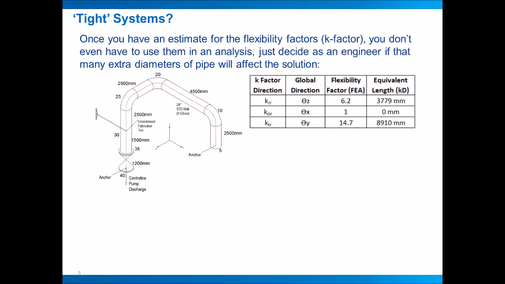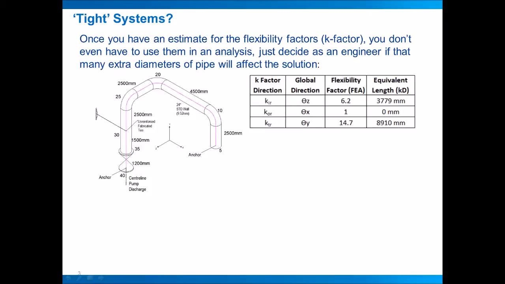So one of the things I discussed was, do you consider your piping system as tight? Well, what do we mean by tight? Let's just explain that a little bit further. Here we have a very simple system. There's an unreinforced fabricated T shown here at what we've called node number 30. Would we consider this system tight?